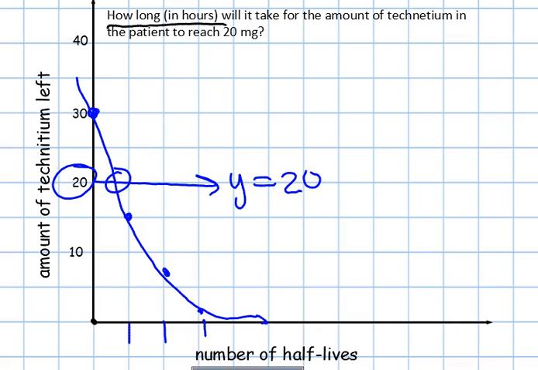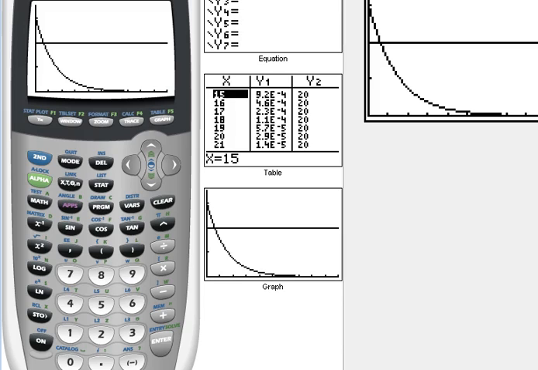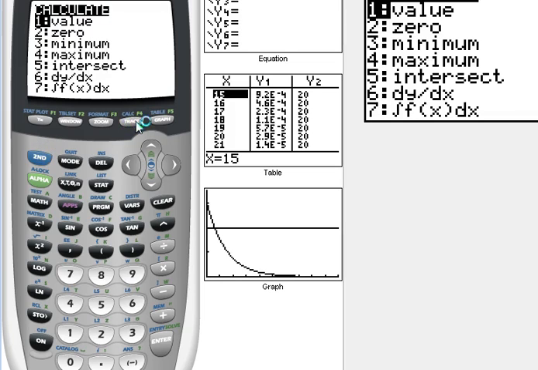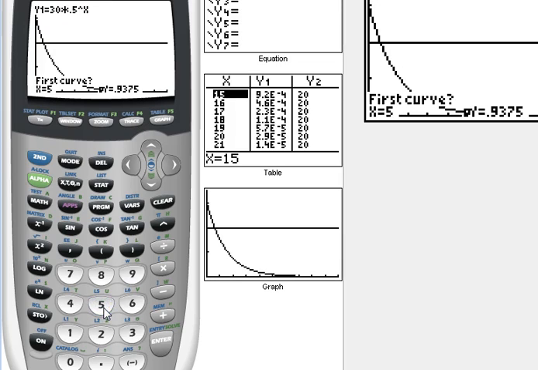a little more precise. We want to find that point of intersection, and in order to do that, we hit second and trace, that's calculate. We want to choose the point of intersection, so we choose number 5. And then it's going to ask 3 questions. First curve, second curve, and guess. For this, you can just hit enter all 3 times, and it's going to give us the point of intersection. Y is 20 when X is 0.5849625. Let's round to the thousandths place, 0.585.